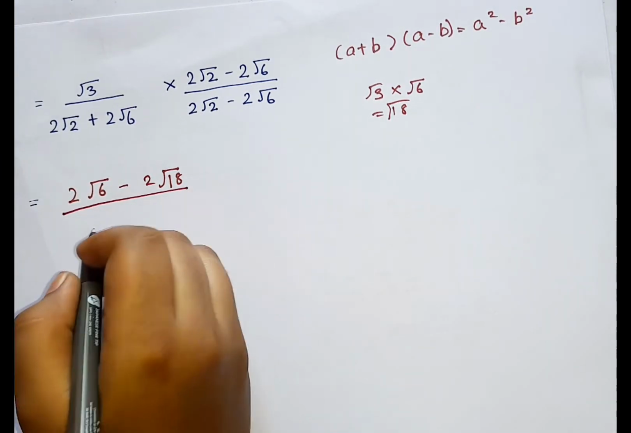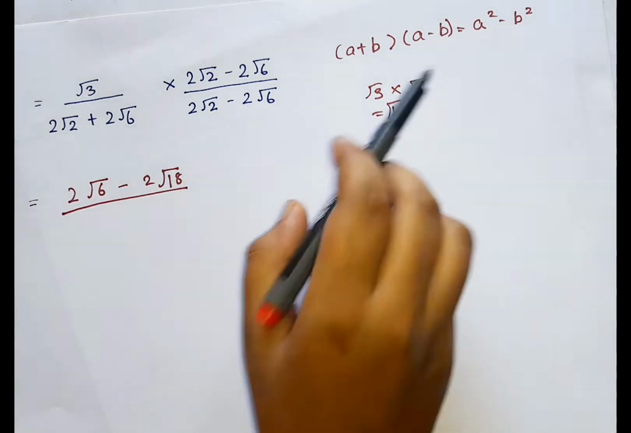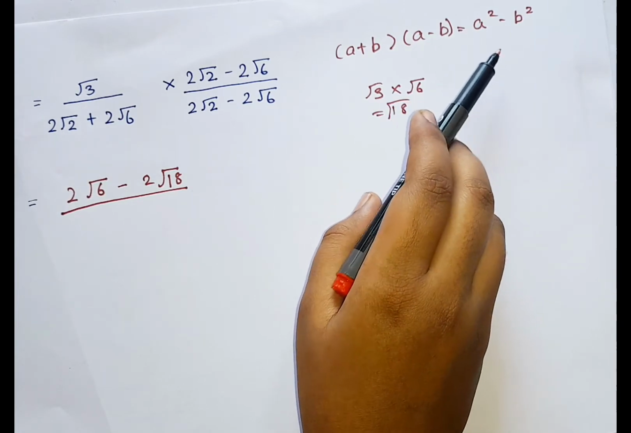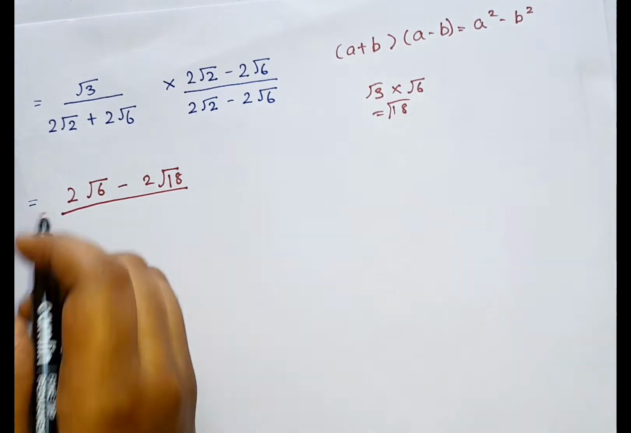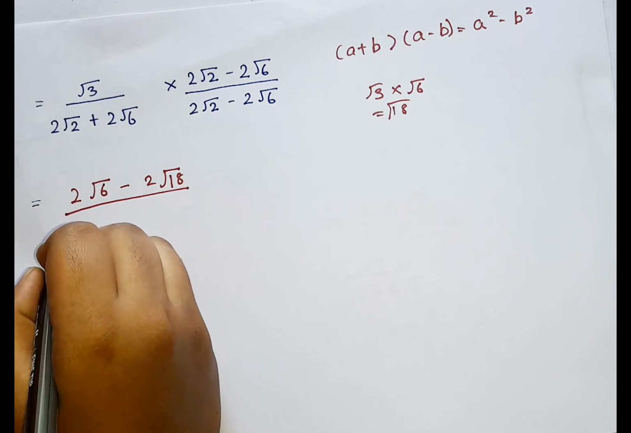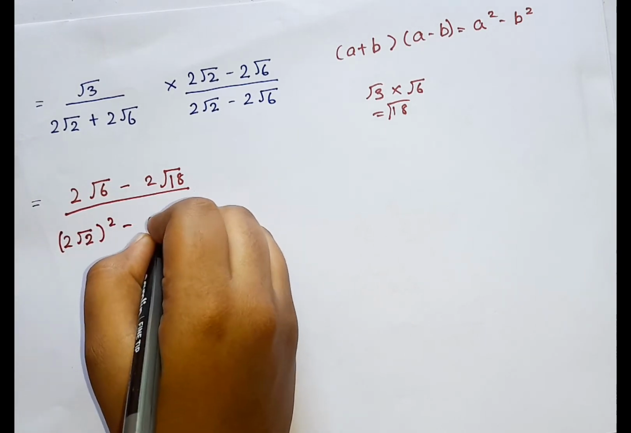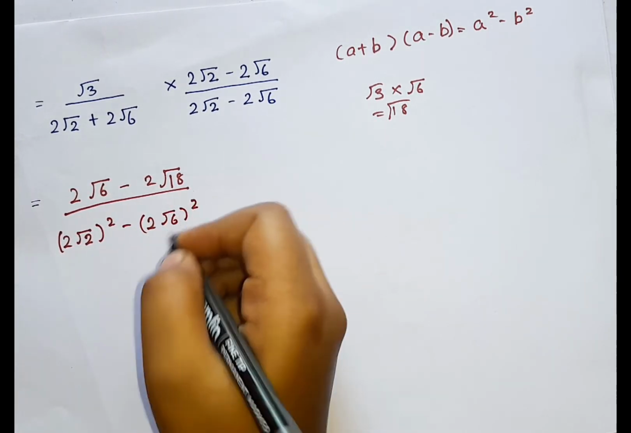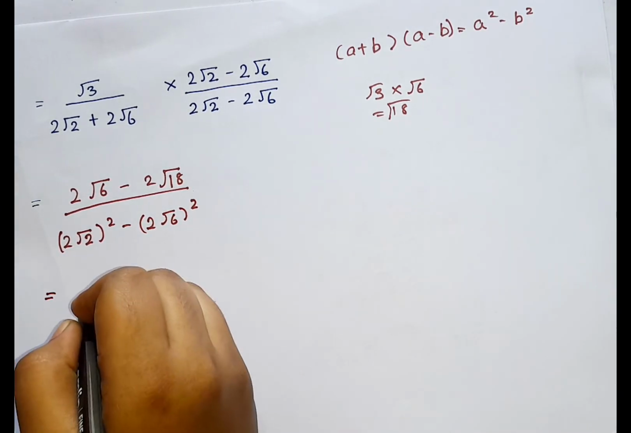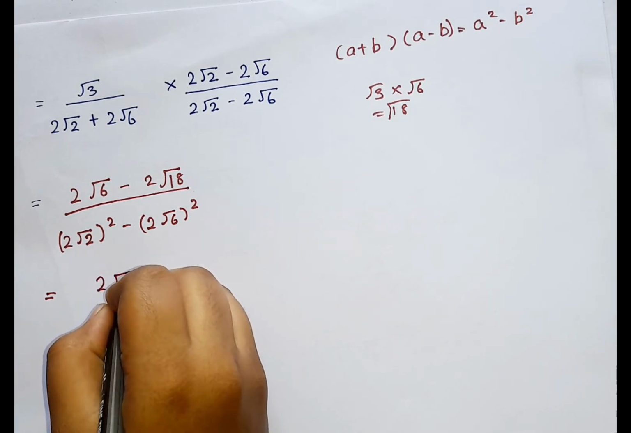Now let's write divided by, so now we can actually apply the formula. Of course you guys know a plus b and a minus b is equal to a square minus b square, isn't it? All right, so now let's write 2 root 2 the whole square minus 2 root 6 the whole square. So it is in the form of a square minus b square.